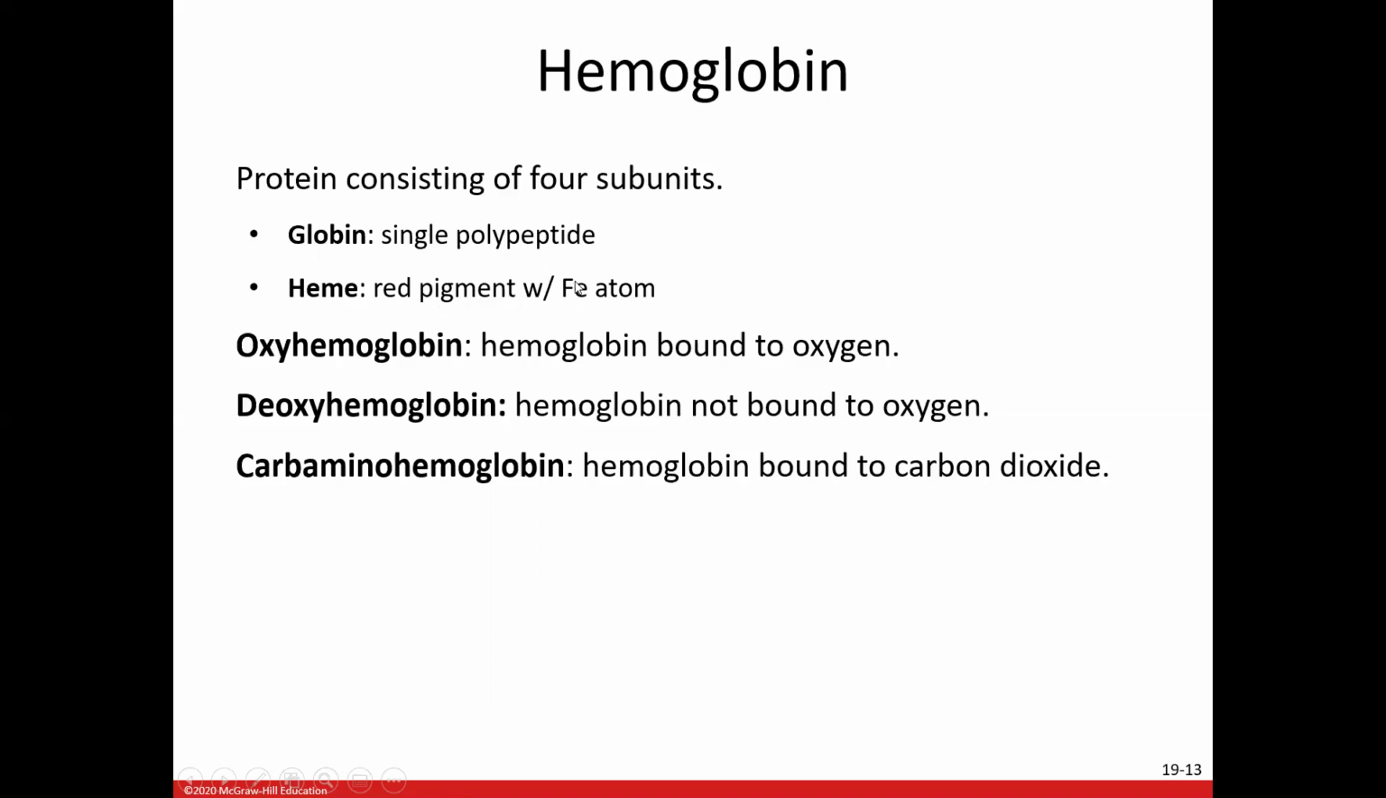And when we have oxygen bound to hemoglobin, we refer to it as oxyhemoglobin. When we have oxygen not bound to hemoglobin, we refer to it as deoxyhemoglobin. And when we have hemoglobin bound to carbon dioxide, we call it carbaminohemoglobin. So think of it as 3 different states of being for the hemoglobin.